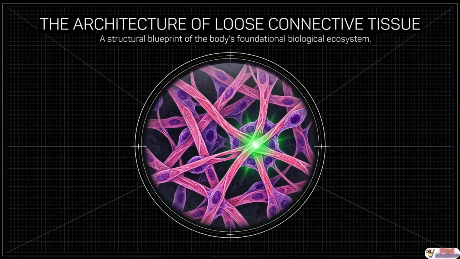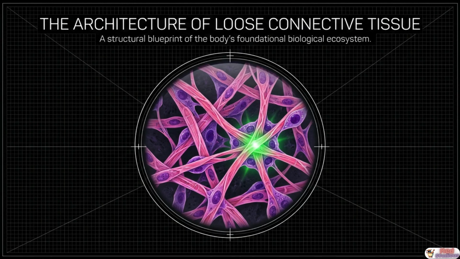Connective tissue is a broad category of tissue found at virtually every internal and external site within the human body. Its primary jobs are to provide mechanical strength, vital elasticity, and crucial metabolic support to all other tissues. Think of it as the ultimate biological support network.